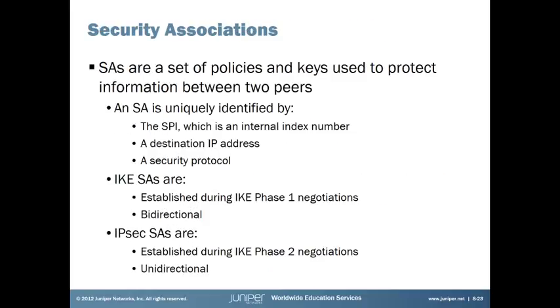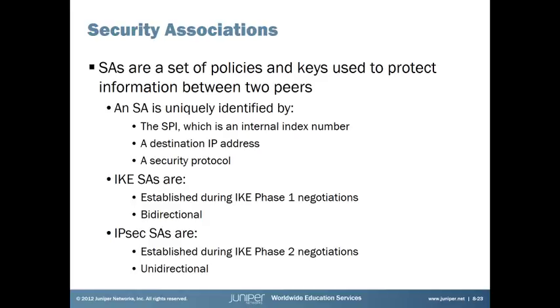This is the IKE. So we create these things called security associations, where the different parameters of our IPsec communication are agreed on. A security association is identified within the device using this SPI, which is an internal index number. It has a destination address and it has a security protocol. There are two different security associations: the IKE security association and the IPsec security association.